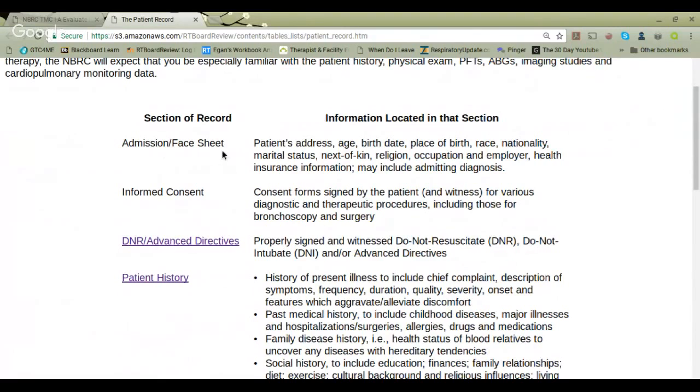Admission or face sheet. Patient's address, name, birth date, place of birth, race, nationality, marital status, next of kin, religion, occupation, and employer. Health insurance information may include admitting diagnosis. Informed consent. Consent forms signed by the patient and witness for various diagnostic and therapeutic procedures, such as those for bronchoscopy and surgery. DNR or advance directives. Properly signed and witnessed do not resuscitate, DNR, do not intubate, DNI, and/or advance directives.